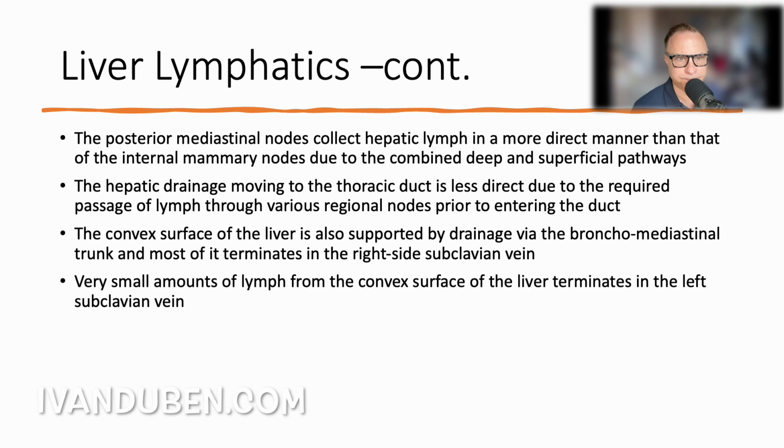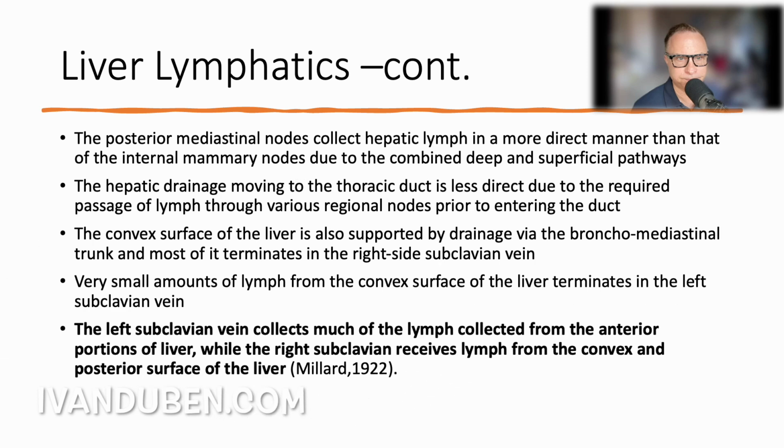Very small amounts of lymph from the convex surface of the liver terminate in the left subclavian vein. The left subclavian vein collects much of the lymph collected from the anterior portion of the liver, while the right subclavian vein receives lymph from the convex and posterior surface of the liver. That's coming from Millard.